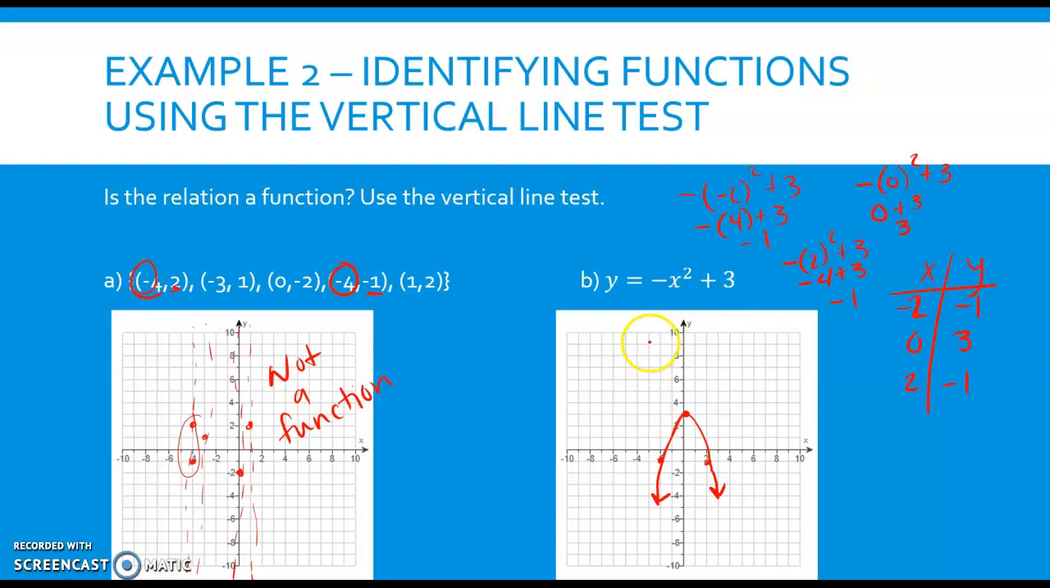So then when I come over here and I do my vertical lines to the best of my ability, my lines are only crossing that graph in one spot. And so that's what makes this a function. So what does that mean? For every x value, there is only one y value. I don't have two -2's, right? -2 is only going to equal -1. It's not going to equal anything else. And that's what makes this pass the vertical line test. So this is a function, and this one's not a function.